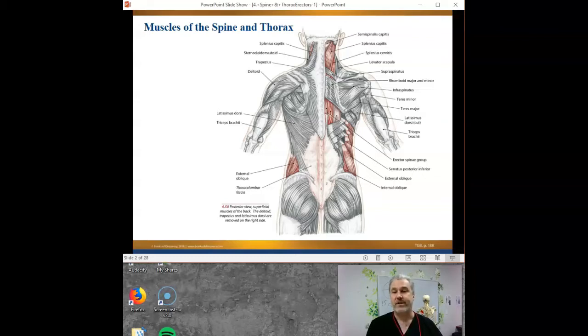Very good. So what is the main action of the, actually, there's a couple actions, but what is the main action of the triceps brachii, Miss Hunter?